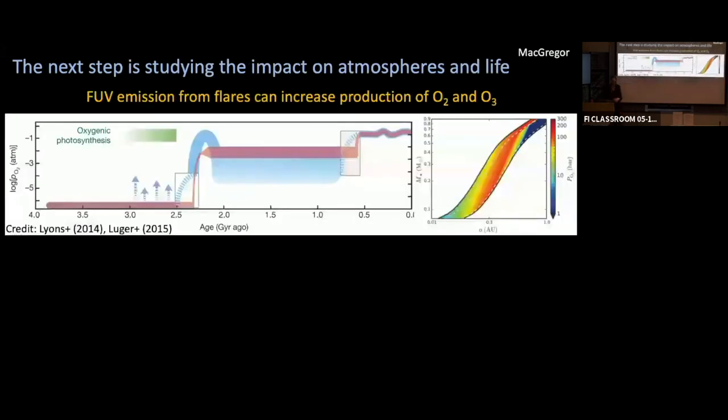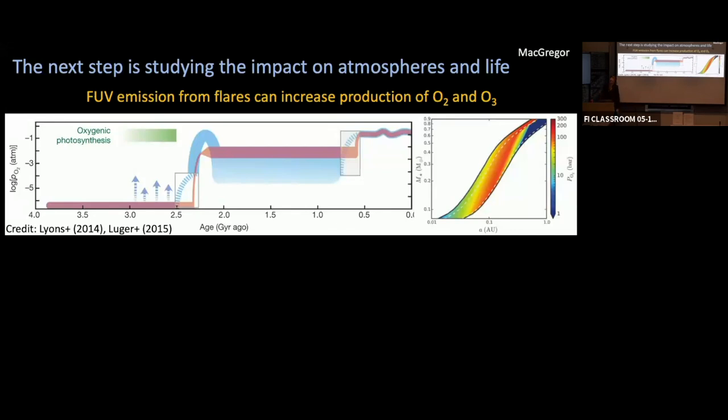And then the other place where I think we need to do a lot more work is actually understanding the impact on atmospheres and life. Because right now I'm just showing you a whole bunch of flares and they're huge and saying this is bad, but like, how much do we know it's bad?